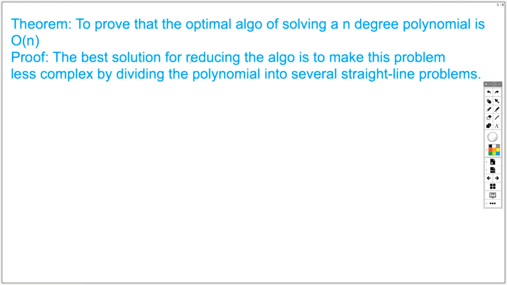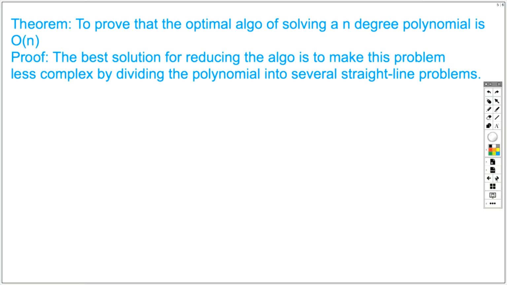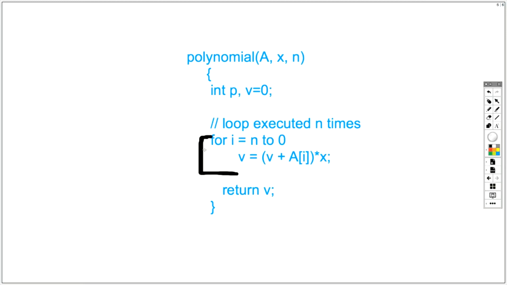So in this part, the proof is that the best solution for reducing the time and making this problem less complex is to divide the polynomial into several straight line problems. So we can create more of these, right? Because instead of multiplying multiple times, we can create a more efficient program. And we can do that. This code is a perfect example of that because we created a loop.